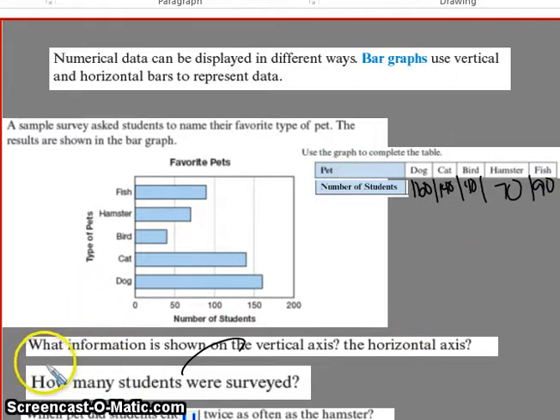Alright, now the questions are asking us, first of all, what information is shown on the vertical axis? Well, here's our vertical axis. The vertical axis is types of pets. The horizontal axis, right here, tells us the number of students.